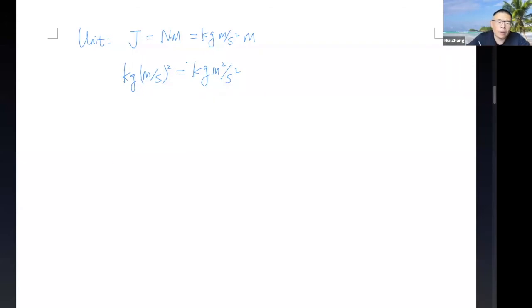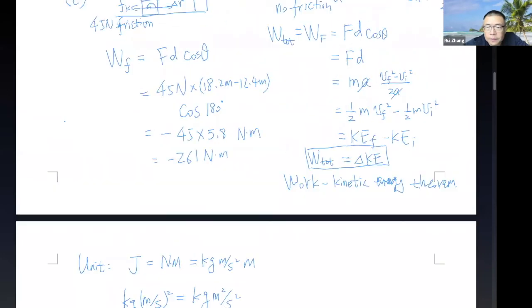Now, another thing we want to understand is whether it's a scalar or a vector. What do you guys think?